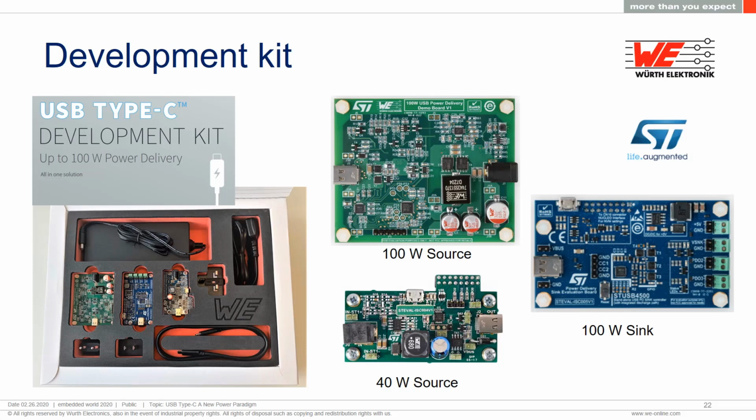There are two sources, a 40-watt source and a 100-watt. And there's also a 100-watt sink with multiple outputs. These are both DC to DC converters that allow you to experiment with all the different types of loads and configurations. An offline adapter and cables are also included.